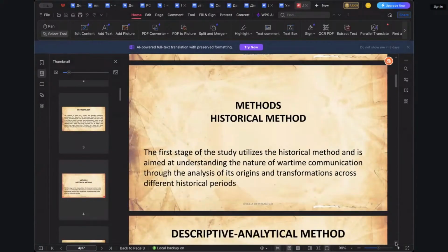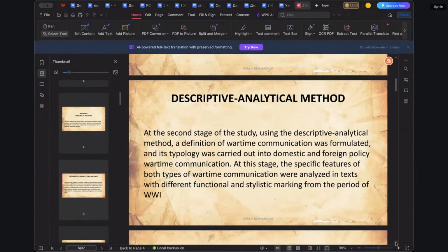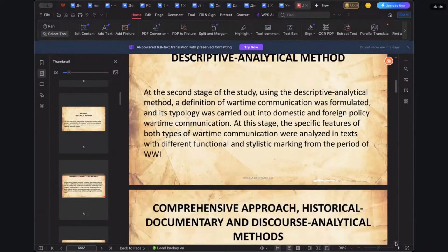And my research also includes different methods. First of all, it's important to talk about the historical method. On the first stage of the study, I utilized the historical method, and the aim is at understanding the nature of wartime communication through the analysis of origins and transformations across different historical periods. The second method is the descriptive analytical method, and at this stage, the specific features of both types of wartime communication were analyzed in texts with different functional and stylistic marking from the period of World War One.